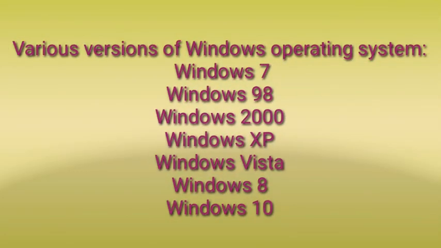There are various versions of the Windows operating system. The first version was Windows 1.0. Then we have the most popular Windows versions such as Windows 7, Windows 98, Windows Vista, Windows 2000, Windows XP, etc. And now the latest version of the Windows operating system is Windows 10.